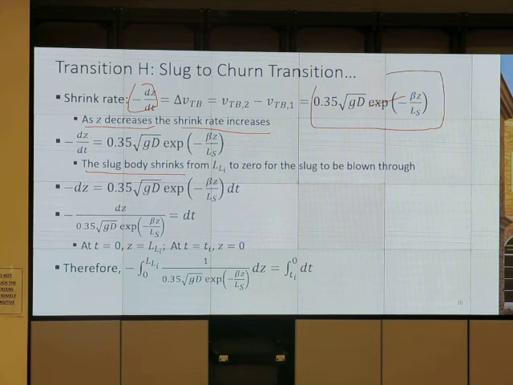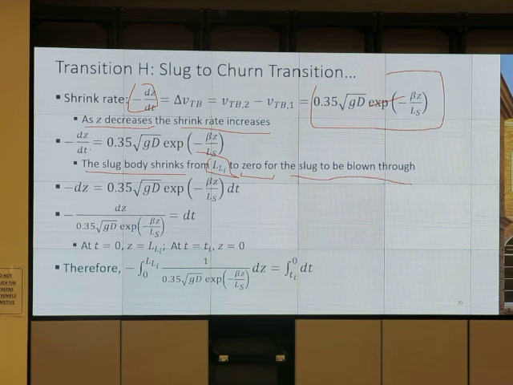The slug body shrinks from L sub i to 0 for the slug to be blown through. So we start with Li, the initial length. Wait for a little bit. The length will shrink and Z will be 0, right? This is because bubble 2 will move faster than bubble 1. Got it? So it starts with Li, and after a while it becomes 0.